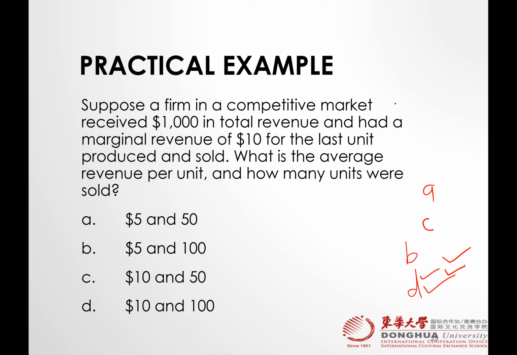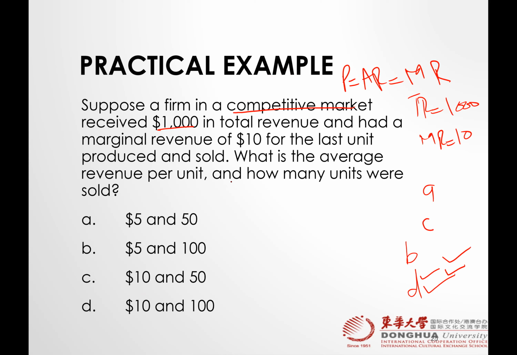Okay, let me read that. Suppose a firm in a competitive market, mark a line here. Competitive market, what is the condition? Price is equal to AR is equal to MR. Right? Okay, received $1,000 in total revenue. So total revenue is equal to $1,000 and had a marginal revenue of $10. MR, $10. What is the average revenue per unit and how many units were sold?